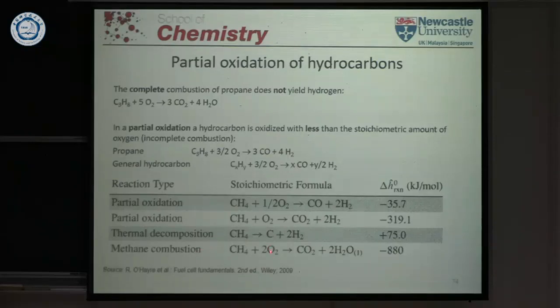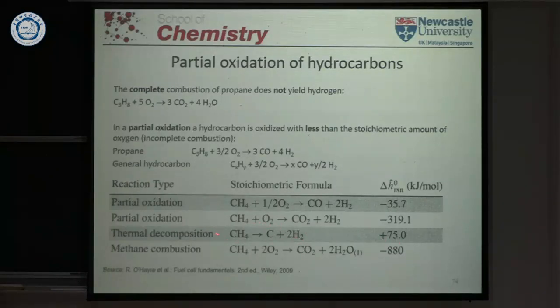Now another possibility is the so-called thermal decomposition. So you take methane and then you form carbon and hydrogen. You see actually all the time you get the same amount of hydrogen here. And that's even an endothermic reaction.